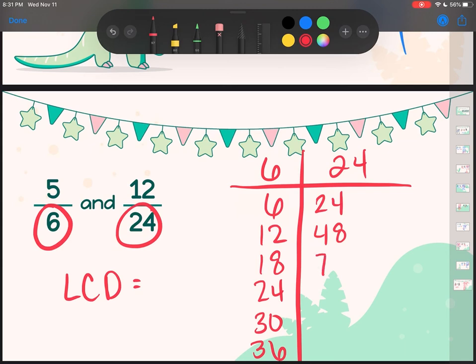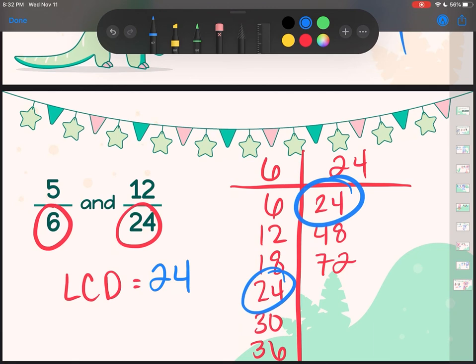Another 24 would be 72. All right. So we've got our multiples of 24, our multiples of 6. But we can see that 24 is the first number to show up on both these lists, right? So 24 didn't even have to change. 24 is already a multiple of 6. So their least common denominator is 24.